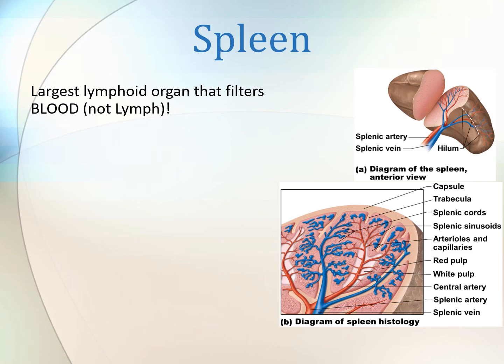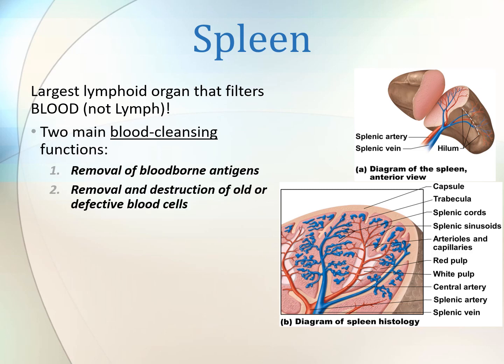So the spleen is a little bit different from the rest of the lymphatic organs, okay? It is the largest lymphatic organ, but it's very specialized in what it does. It filters blood, so I can't make that more clear. The spleen filters blood, not lymph. So the lymph nodes filter the lymph, and the spleen filters blood.